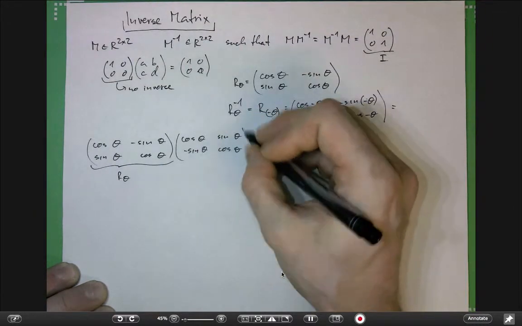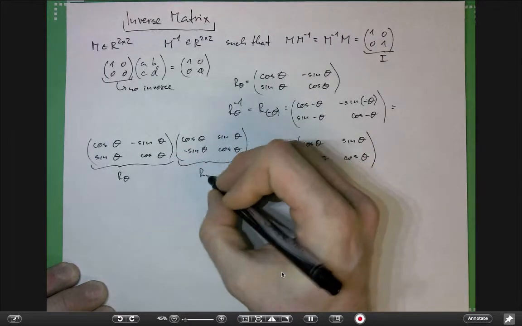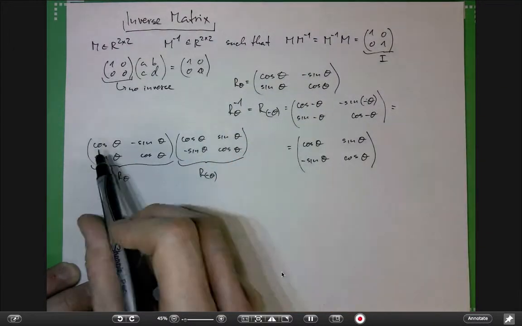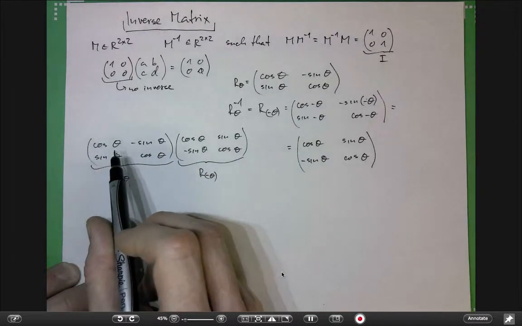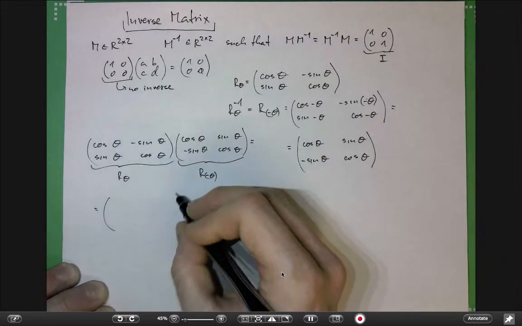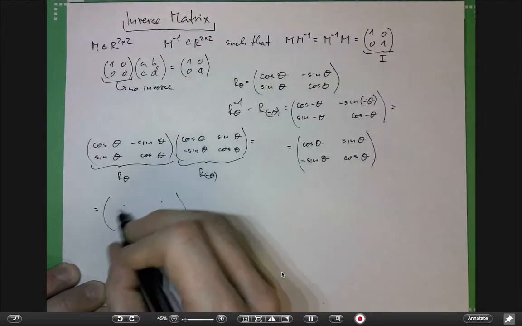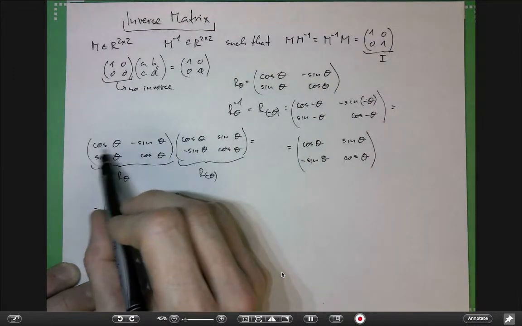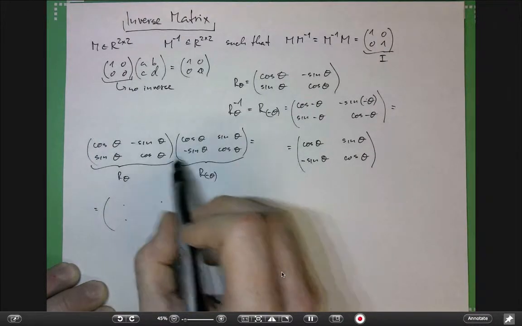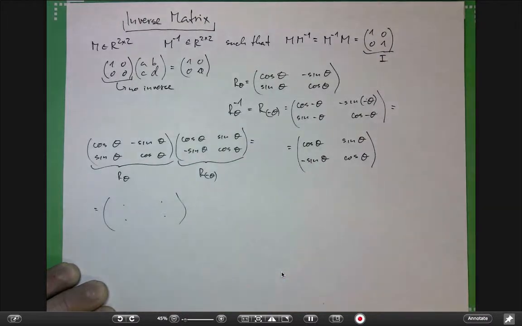Intuitively, this is r of minus theta. If you do the multiplication, you should now remember how matrix multiplication works. There are 4 elements. For the first one, I have to do cosine theta times cosine theta, so it's cosine squared theta, plus, because there are 2 minuses, sine squared theta. Cosine squared plus sine squared is 1.